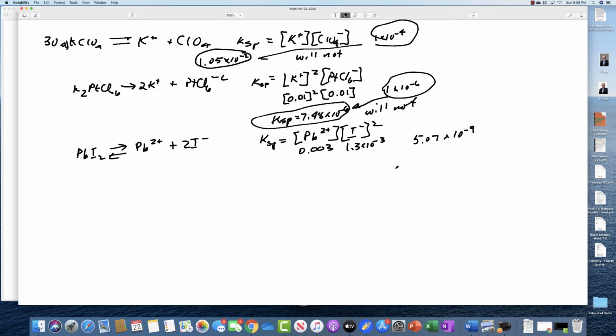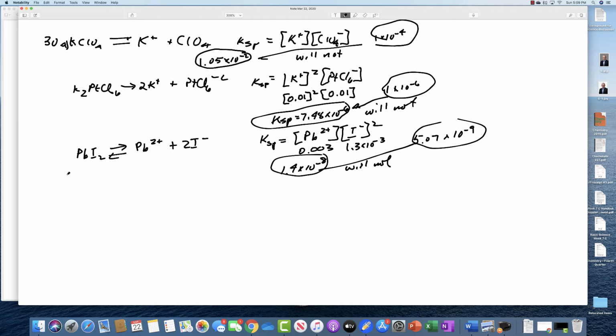And we look up in the table now lead iodide. We see that's 1.4 times 10 to the minus 8. Again, this number is less than this number, so it will not precipitate.